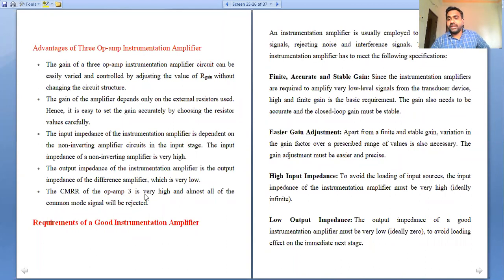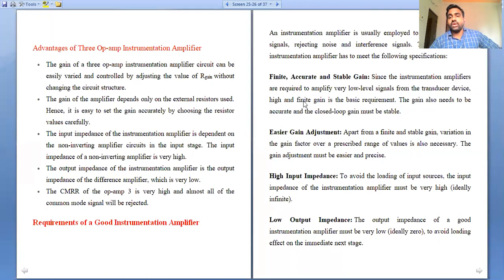In order to maintain a proper voltage gain value, the CMRR should always be high, such that the common mode voltage signal will be eliminated. So these are the very peculiar advantages of the triple operational amplifier, or three op amp instrumentation amplifier.